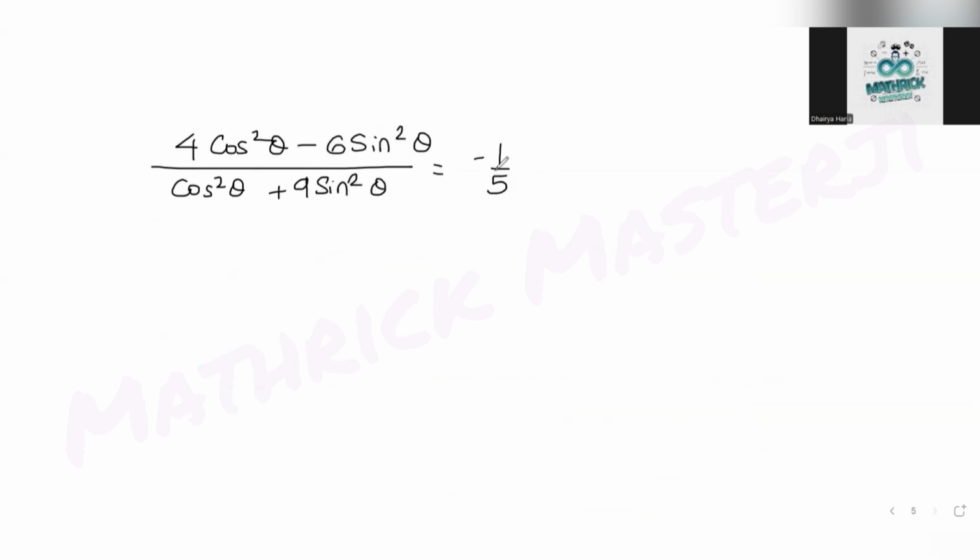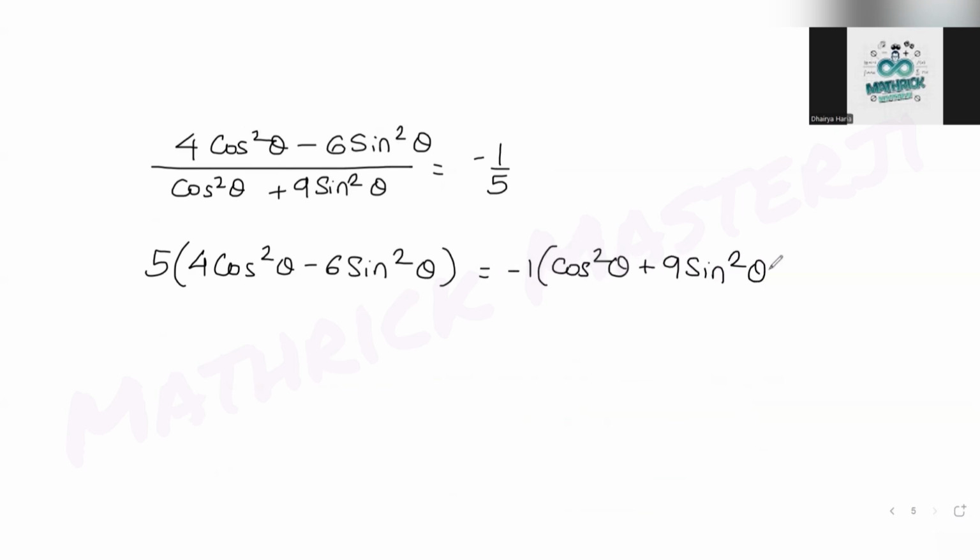is equal to minus 1 over 5. So if I take that 5 on this side and this whole thing on this side, so 5 times 4 cos squared theta minus 6 sin squared theta equals minus 1 times cos squared theta plus 9 sin squared theta. So from here I get 20 cos squared theta minus 30 sin squared theta equals minus cos squared theta minus 9 sin squared theta.